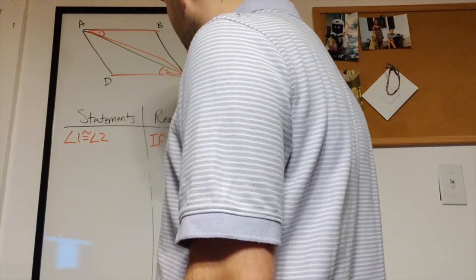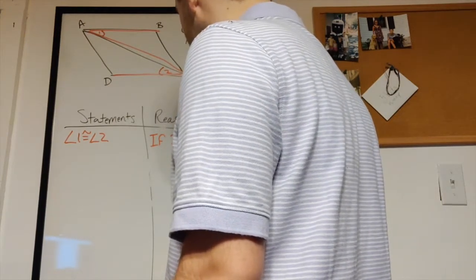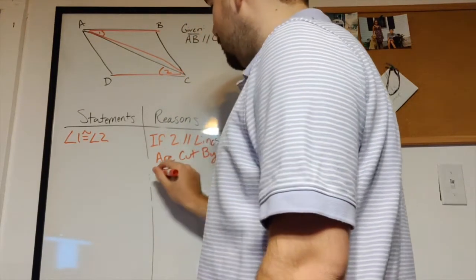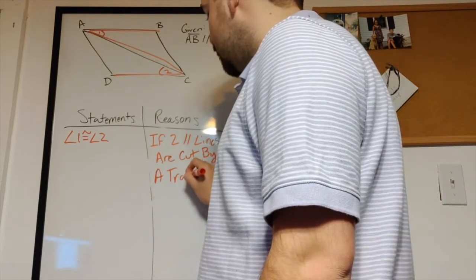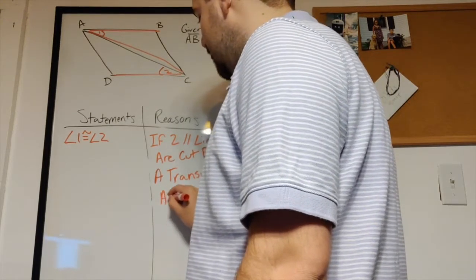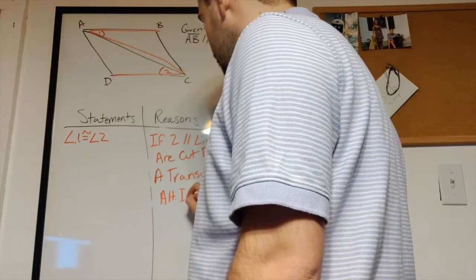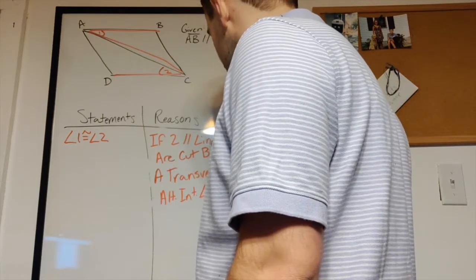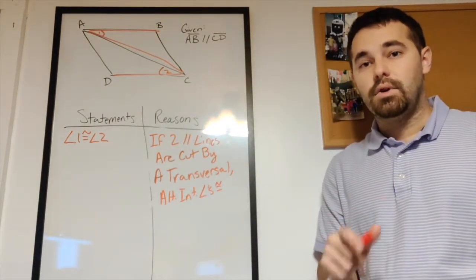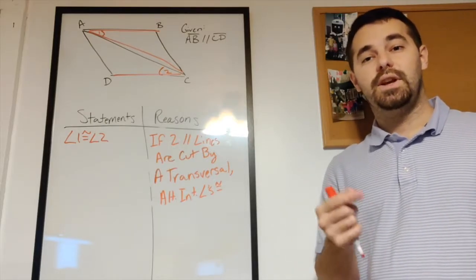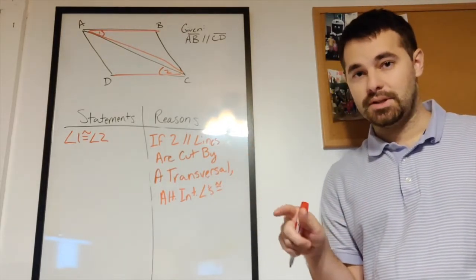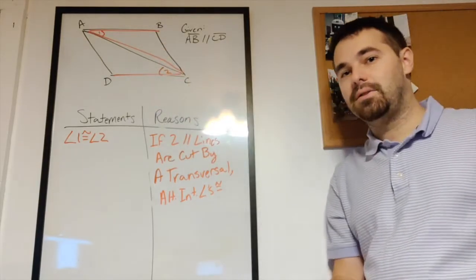If two parallel lines are cut by a transversal, then the alternate interior angles are congruent. Transversal, all that means is a line connecting the two. That's that diagonal line in our diagram.